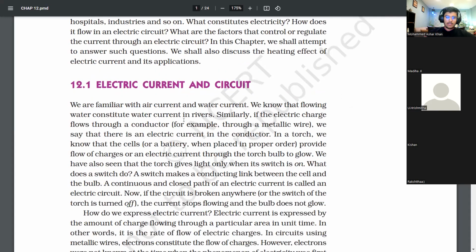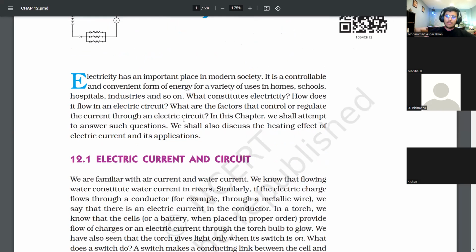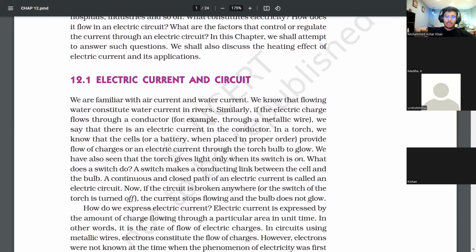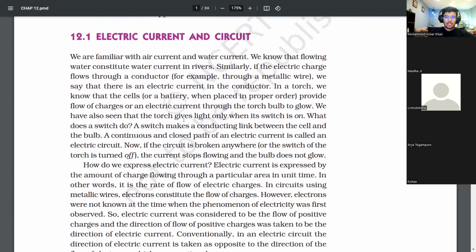So first of all, we're going to be discussing electric current and circuit. What is an electric current? I'm pretty sure a lot of you have heard, if someone gets shocked, especially in Hindi, we say usko current lag gaya. Like we say that he's been shocked with an electric current. But what is this electric current? As it says here, we are familiar with air and water current, which means the flow of air and the flow of water. Using that same analogy, electric current is the flow of electricity.